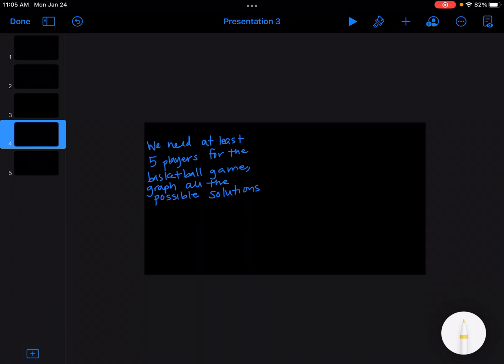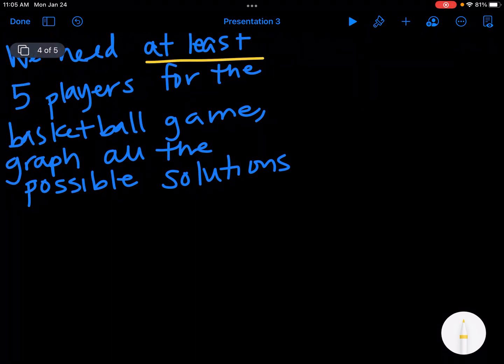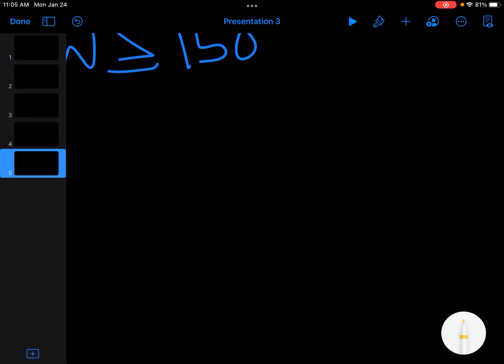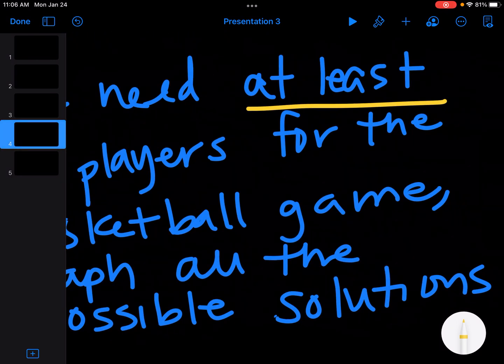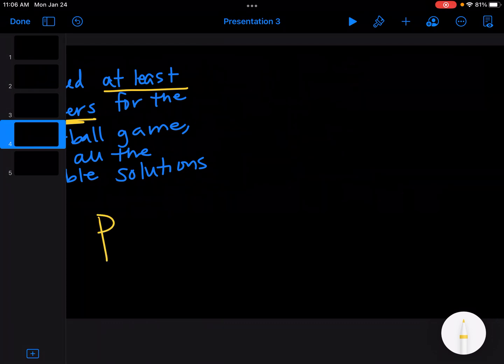We need at least 5 players for the basketball game. Graph all the possible solutions. Well, at least 5 players means the lowest number of players I can have at my basketball game is 5, right? For Mr. White to get people out on that basketball court, I need at least 5. I could have more than 5, but I can't have less than 5. So my inequality has to say greater than or equal to 5, because I could put exactly 5 players and we could play, but they would have to run the whole game.